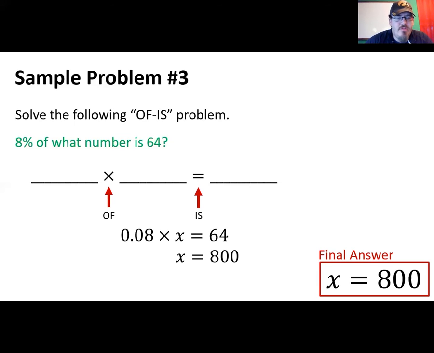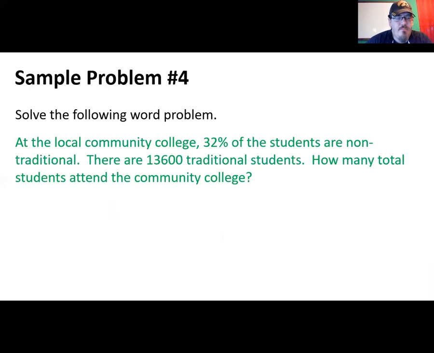So I hope those first three sample problems give you an indication of the basic structure of an of-is problem and how to solve them. Let's move to one final example, though, that involves solving a word problem where you can use an of-is structure to help you solve. So here we go. At the local community college, 32% of the students are non-traditional. There are 13,600 traditional students. How many total students attend the community college?